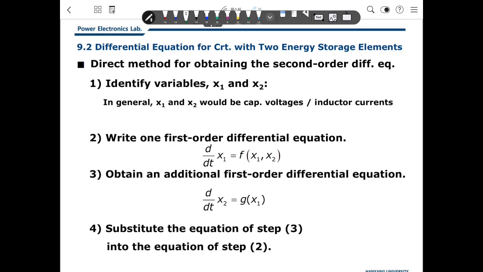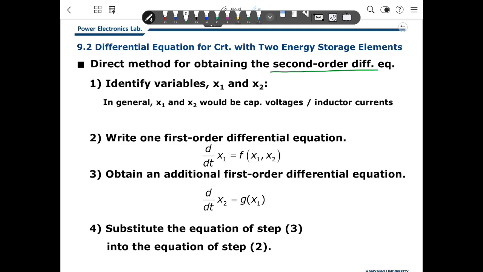In chapter 2, we discussed how to get the second order differential equation from the electric circuit. It's very simple. We have discussed two methods: the direct method and the operator method. We will discuss the operator method later, but at first, we discuss the direct method here.